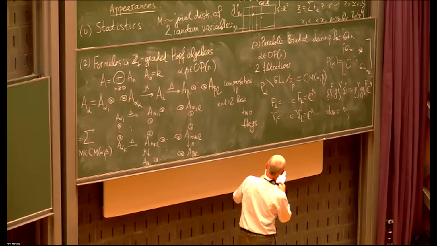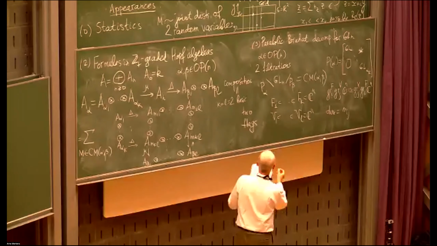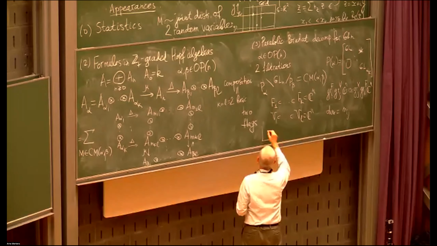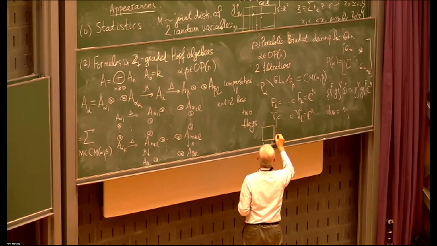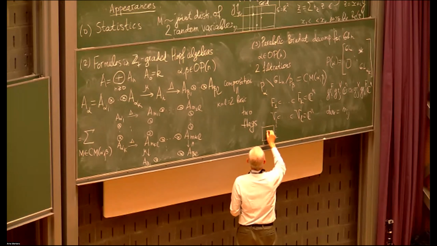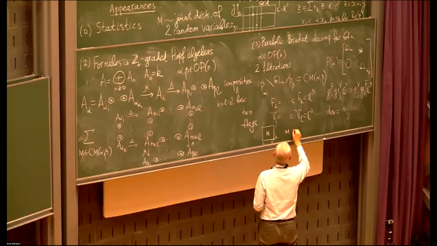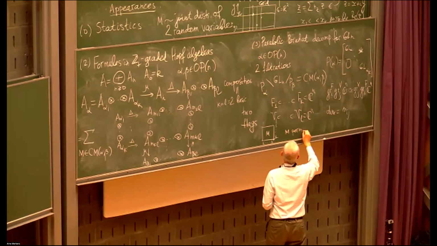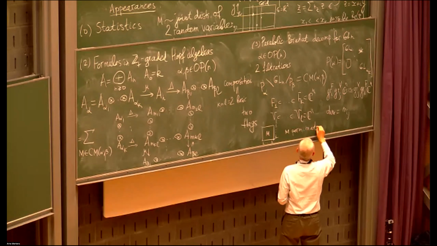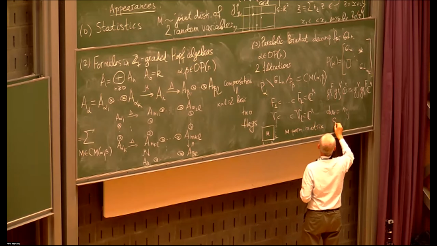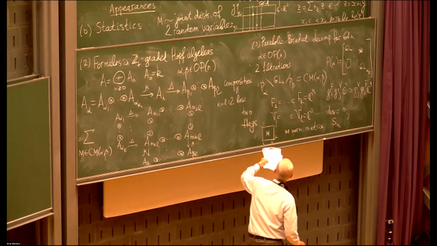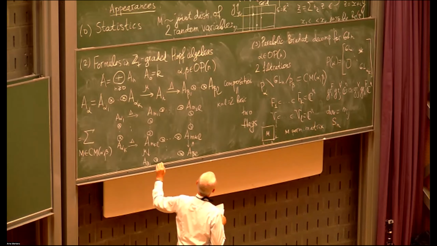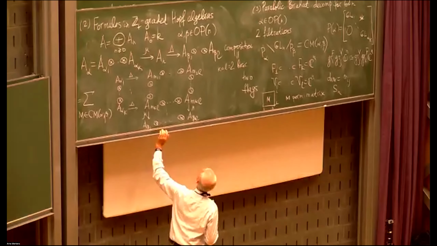Now, for example, if all the margins are identically one, then M is a permutation matrix. So we get the symmetric group. If both margins are just rows of ones, then we get the symmetric group.